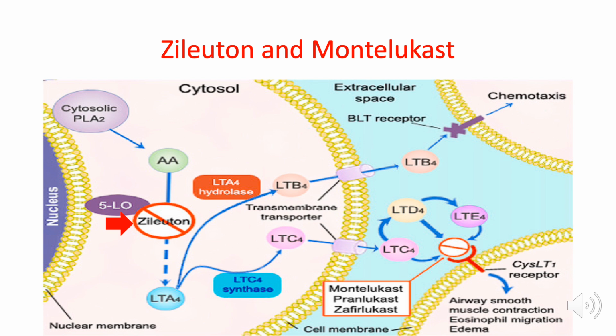You can also give what we call Montelukast. I know you're already familiar with this. Montelukast is actually a leukotriene C4, D4, E4 receptor blocker. So it does not allow the leukotrienes C4, D4, E4 to bind to the receptors and cause the corresponding physiologic effects.